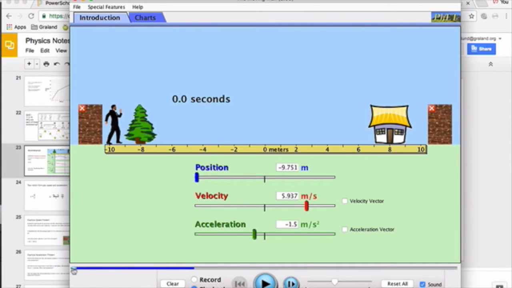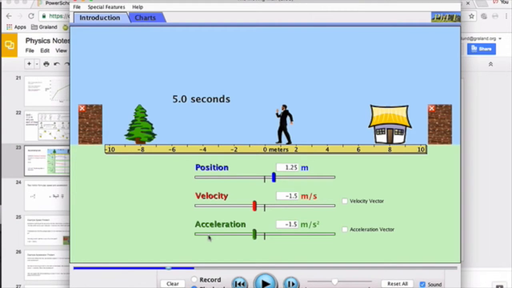Okay, and he came to a stop at, if I play that back, right at 4 seconds. That's how long it took for him to come to a complete stop. And the follow-on part of that was after 5 seconds what his speed would be. It is negative 1.5 meters per second.